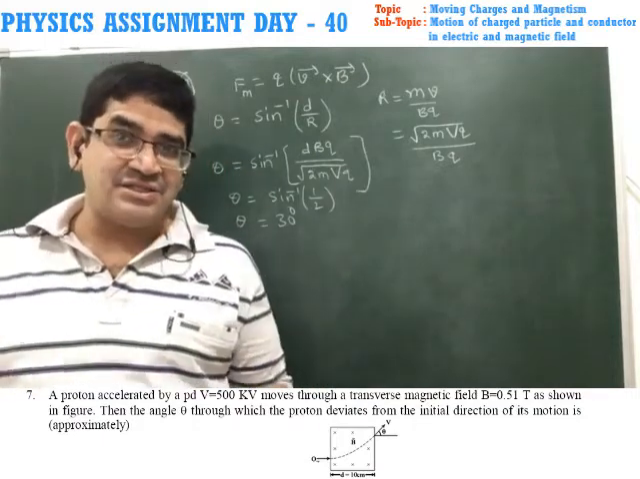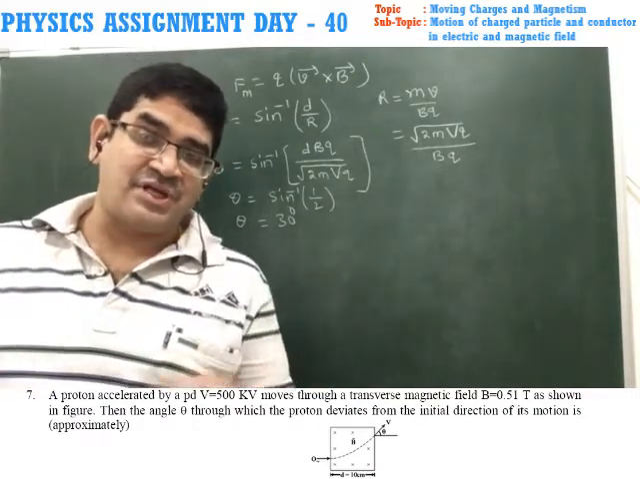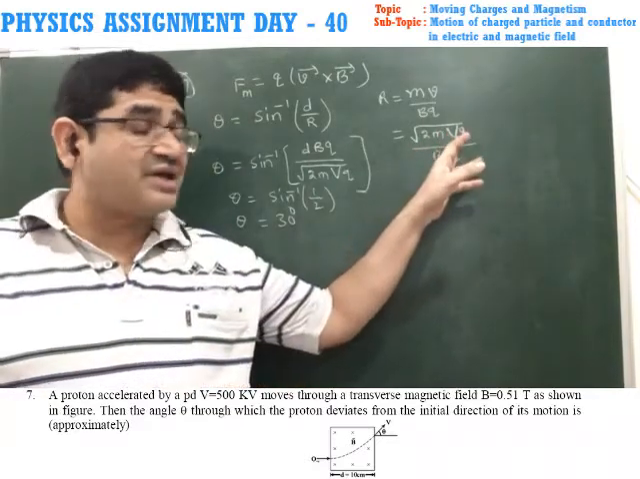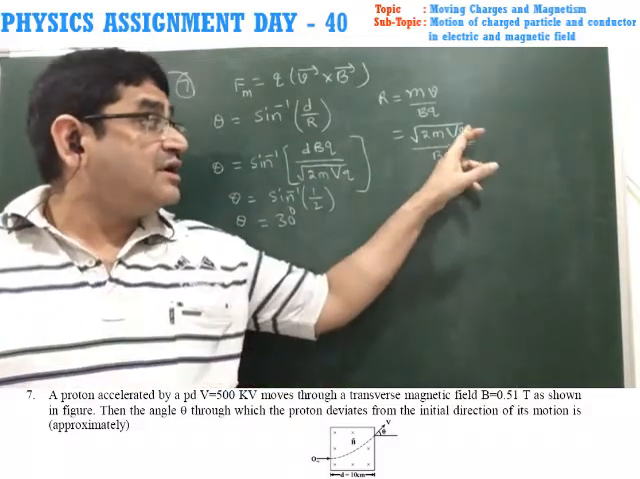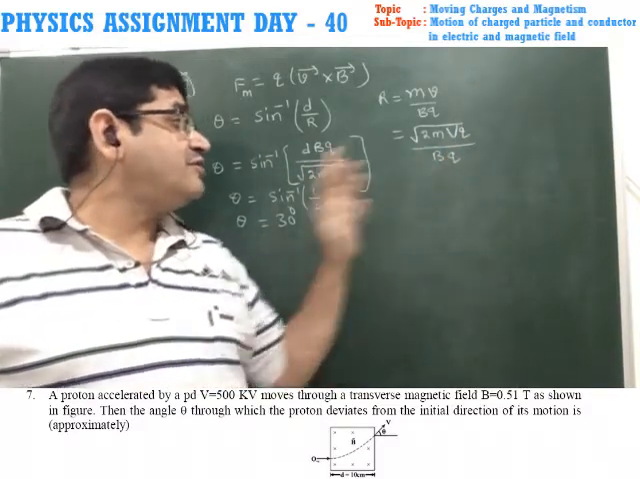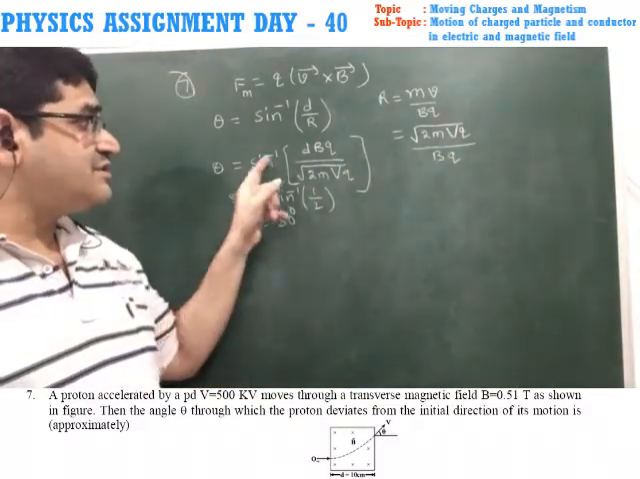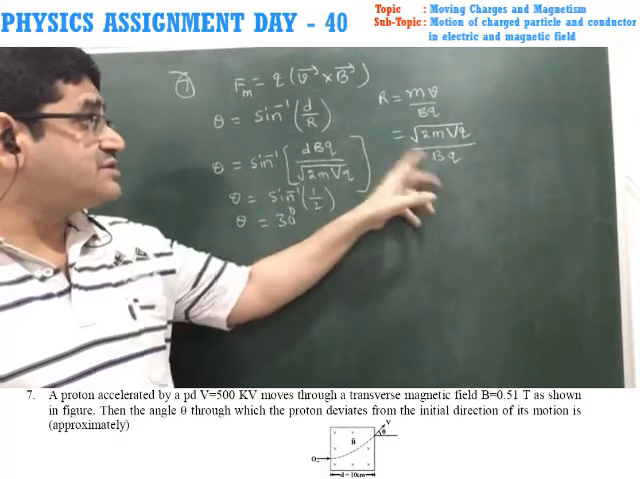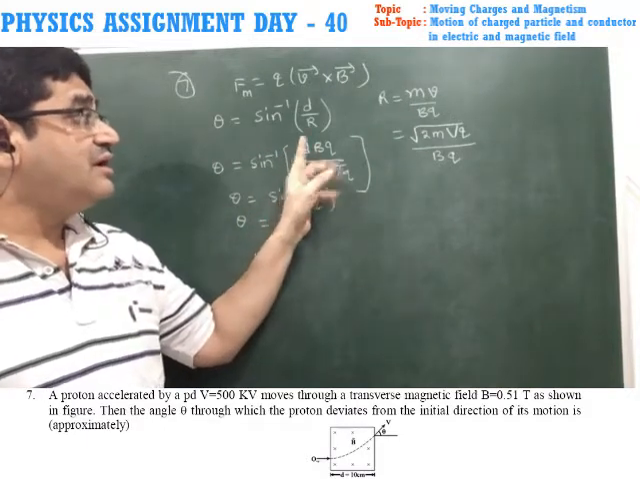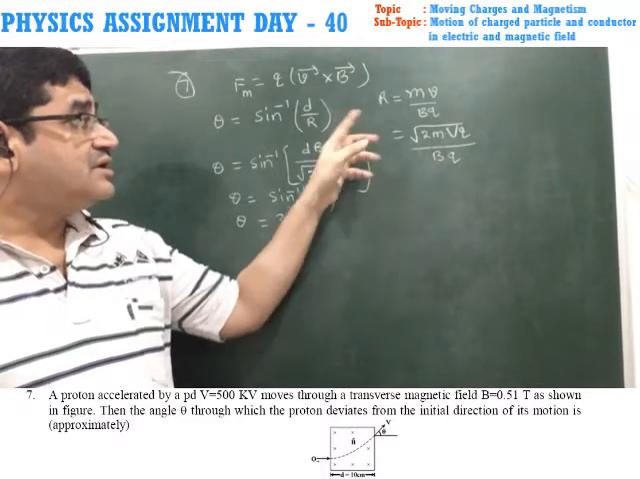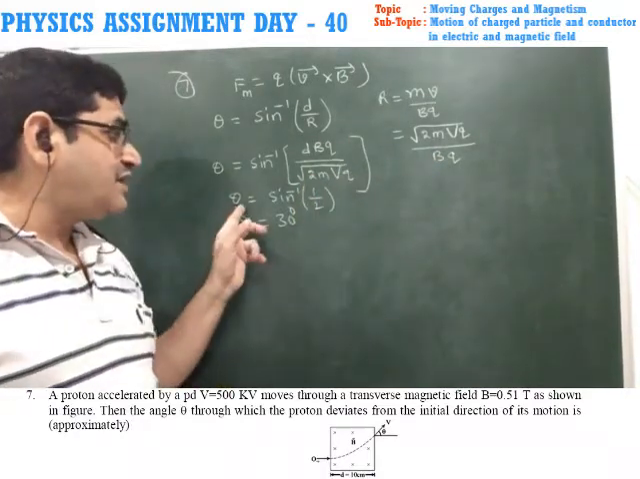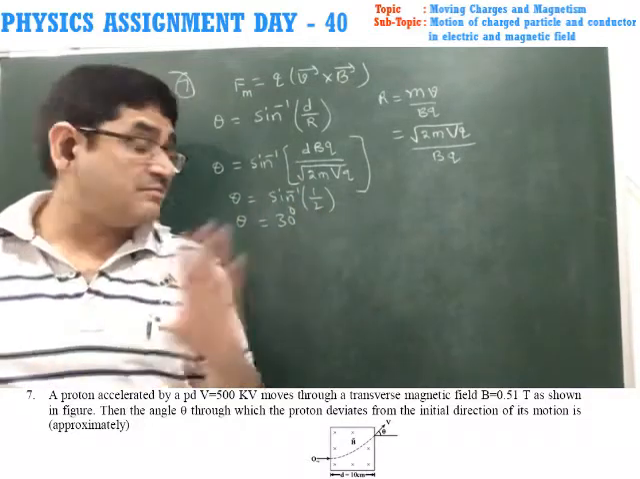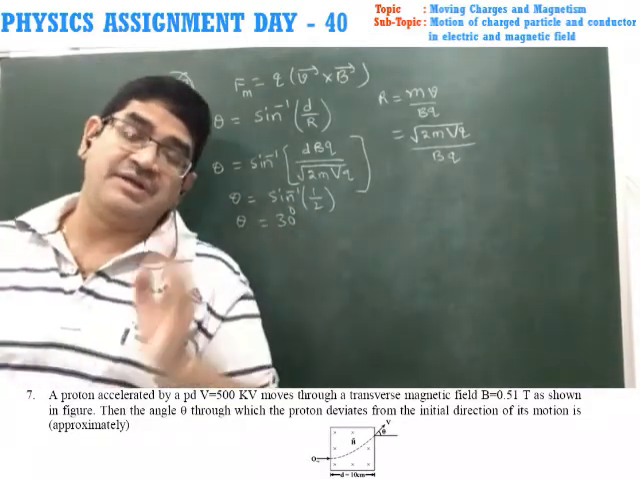But kinetic energy is equal to Vq, where capital V corresponds to the potential difference. You can convert the potential energy. So when you use this formula, in sin inverse, instead of d by r you put Bq d by root 2m Vq. So when you put it in, theta equals sin inverse 1 by 2. So you get theta equal to 30 degrees.